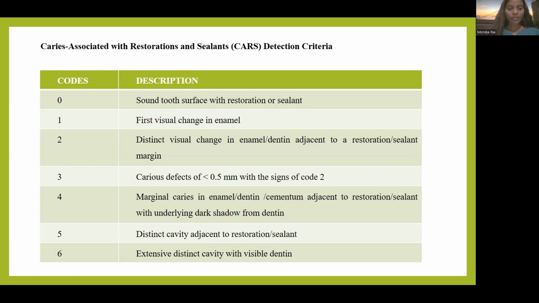In 4 we have marginal caries in enamel and dentine, cementum adjacent to restoration, sealant with underlying dark shadow from dentine. In 5 we have distinct cavity adjacent to restoration or sealant. In 6 we have extensive distinct cavity with enamel or dentine.